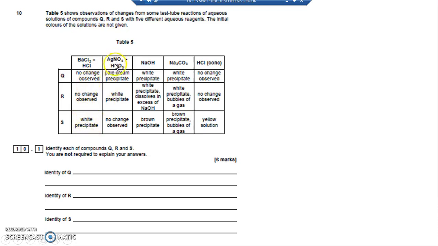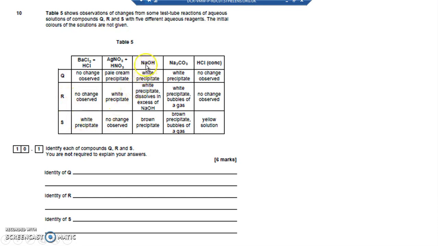Silver nitrate with nitric acid. That's used to test for chlorides, bromides and iodides. Silver chloride is a white precipitate, so R is something chloride. And a cream precipitate is a bromide, so Q is something bromide. So we've got something sulfate, something chloride and something bromide. A bromide, a chloride and a sulfate.